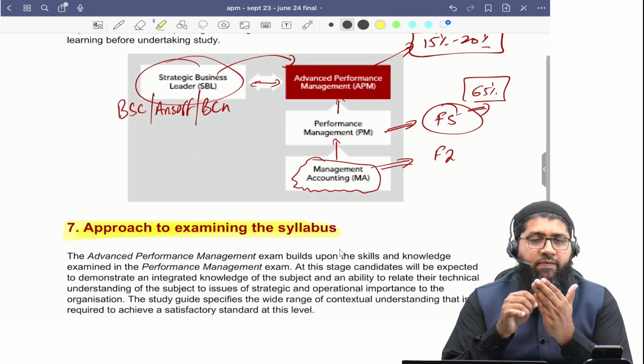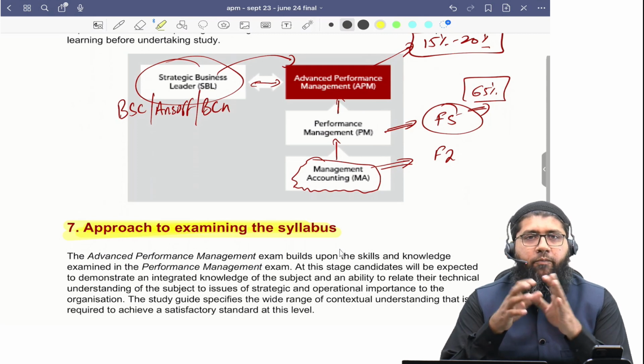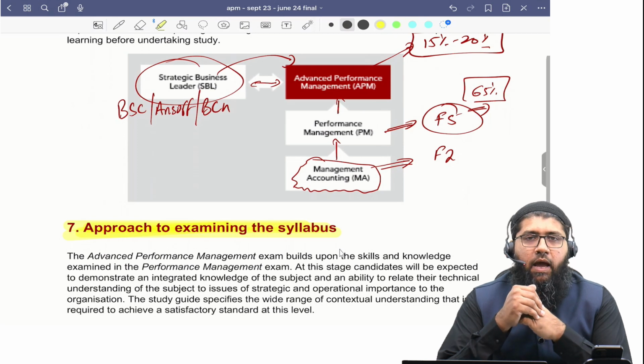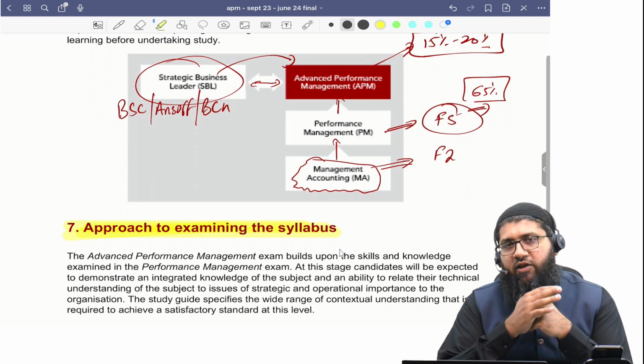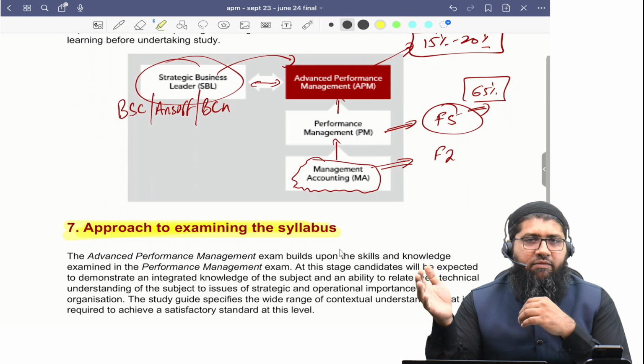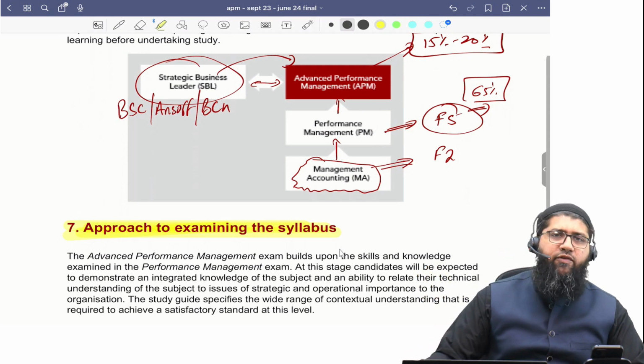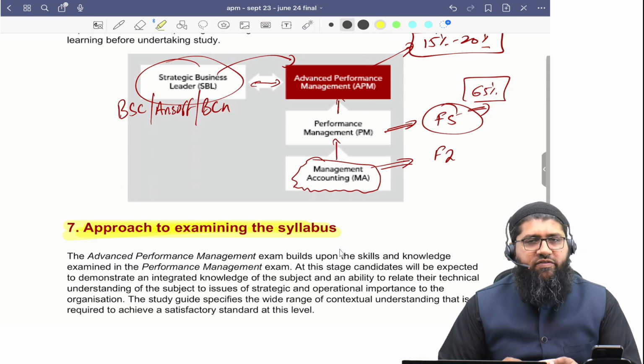First of all, ACCA, the way they test the papers, as you know, recently introduced professional marks, and those professional marks were introduced at all the optional level examinations. Recently, from the June 2023 session, they did it for the ATX also. In fact, from September 2023, they did it for the ATX also.